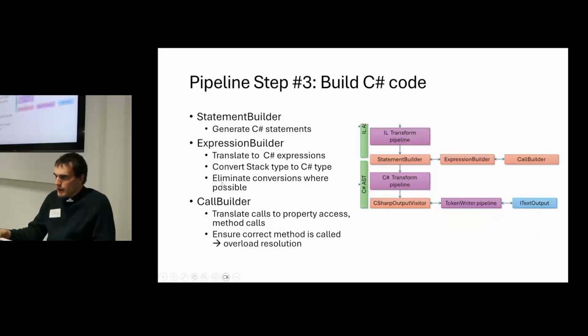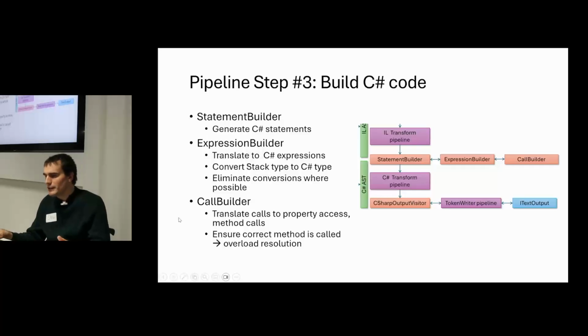So next, after we have processed the IL fully, we start building C# code. We first build statements, so loops and everything. And for each statement, we then have the expression builder that produces C# expressions out of our intermediate representation, and we convert the IL types to C# types and remove conversions if possible.